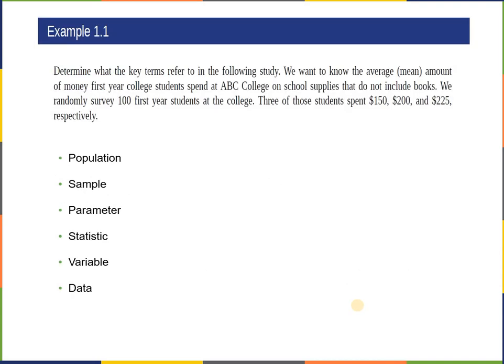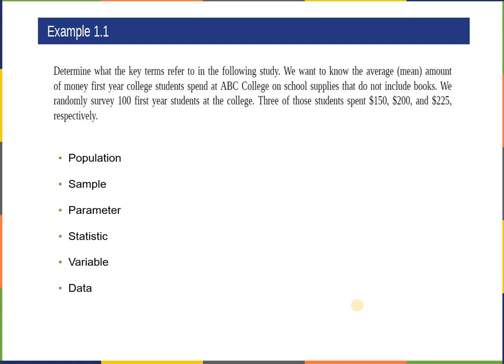Let's look at this example. Determine the key terms referred to in the following study. We want to know the average or the mean amount of money first-year college students spend at ABC College on school supplies that do not include books. We randomly surveyed 100 first-year students at the college. 3 of these students spent $150, $200, $225 respectively.